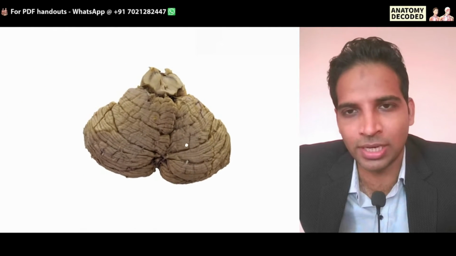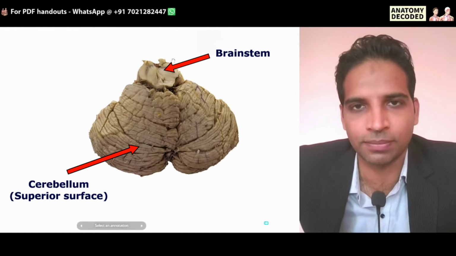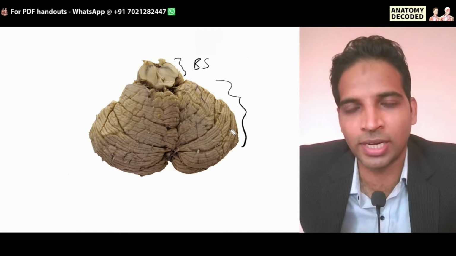First of all, for holding it in anatomical position, we have to hold it in such a way that the superior surface of the cerebellum is here and the brainstem is on the anterior aspect. Okay. So in the cerebellar hemisphere, first we should identify which part is superior and which part is inferior.